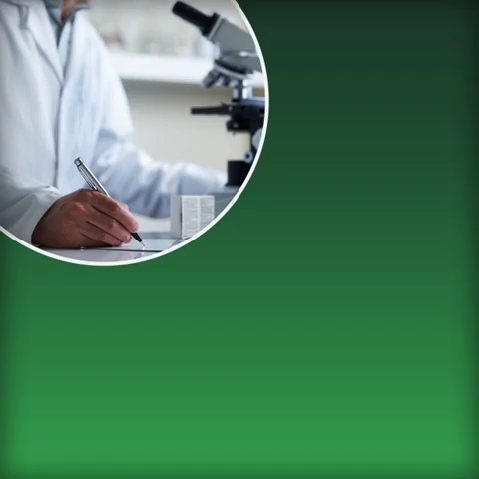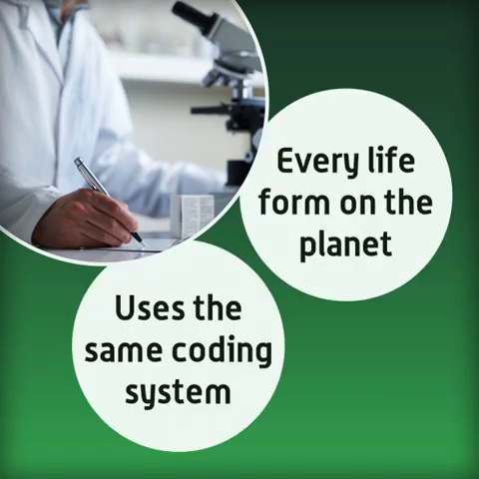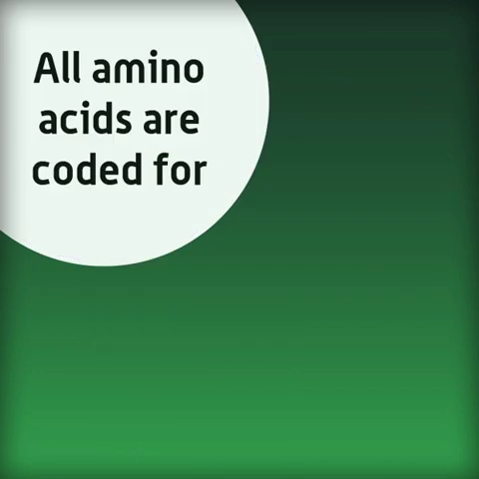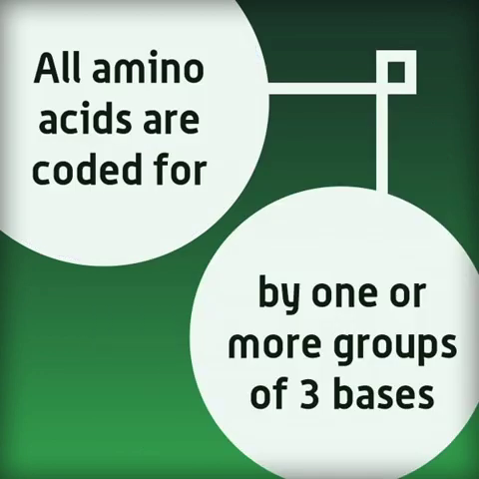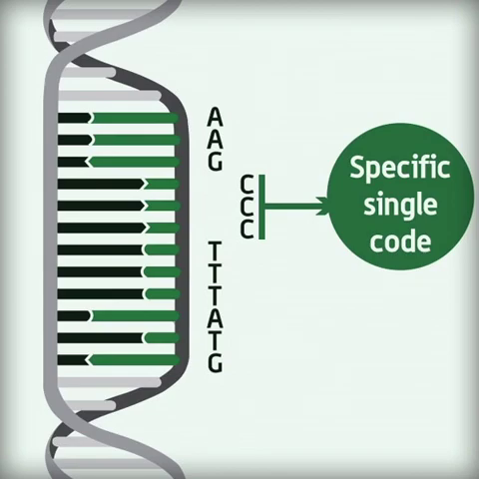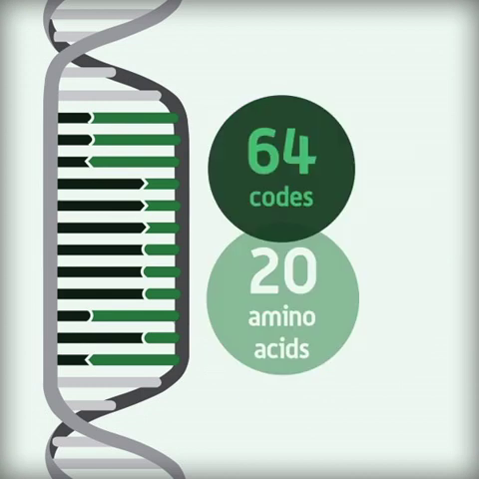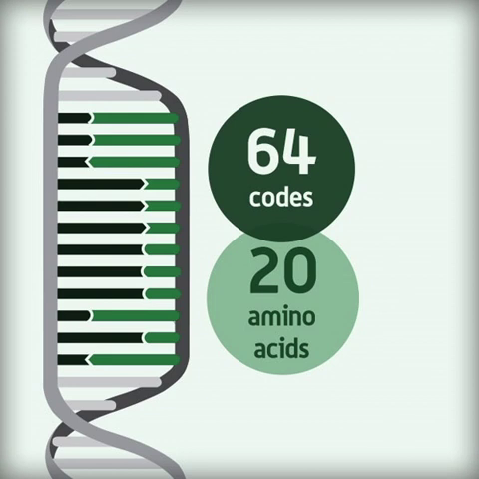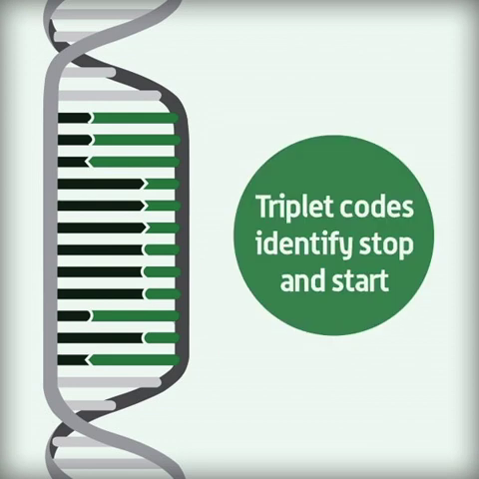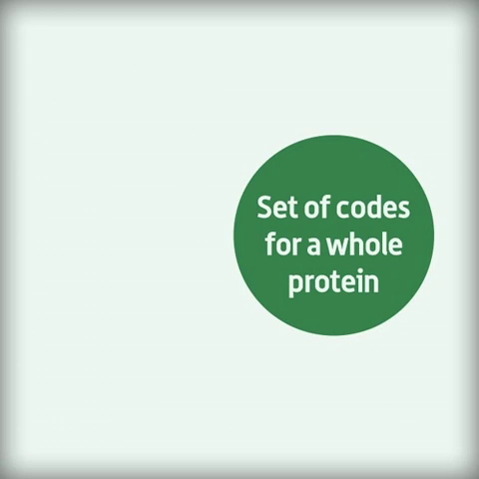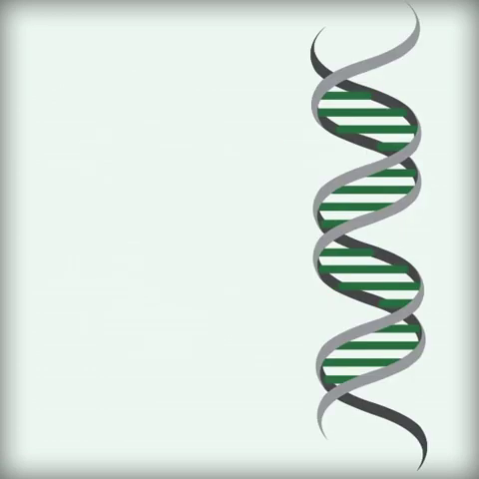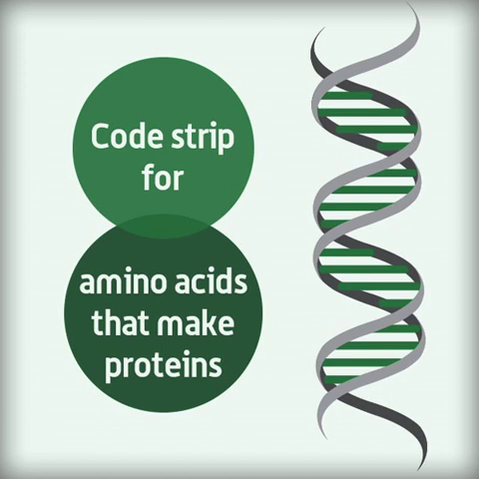All research since has shown that every life form on the planet uses the exact same coding system. All amino acids are coded for by one or more groups of 3 bases. Some amino acids have a very specific single code of 3 bases. Others are represented by a small range of triplet codes. This is why there are 64 codes for 20 amino acids. There are also triplet codes that identify when the reading process should stop and start. The set of codes for a whole protein is a gene. DNA can be viewed as the code strip for the amino acids that make proteins.